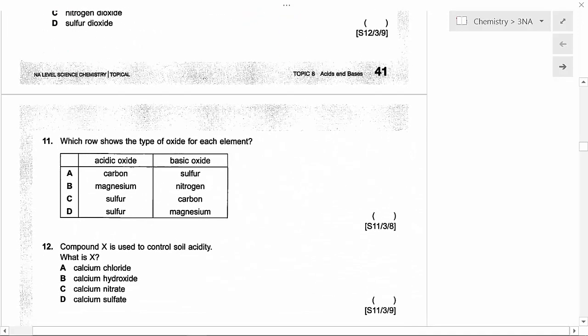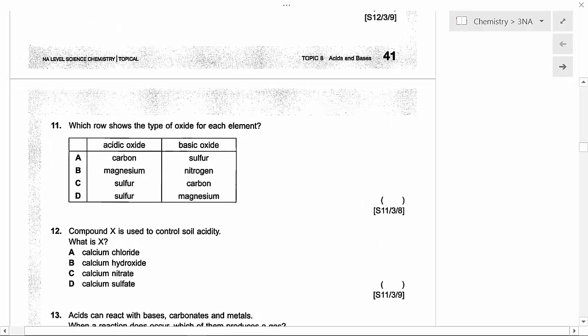Number 11. Which row shows the type of oxide for each element? Acidic oxide has to be a non-metal, so it can be carbon dioxide, sulfur dioxide. Basic oxide has to be a metal. Down here, all these are non-metals. The only metal is this one. So basic oxide must be a metal, so it's D.